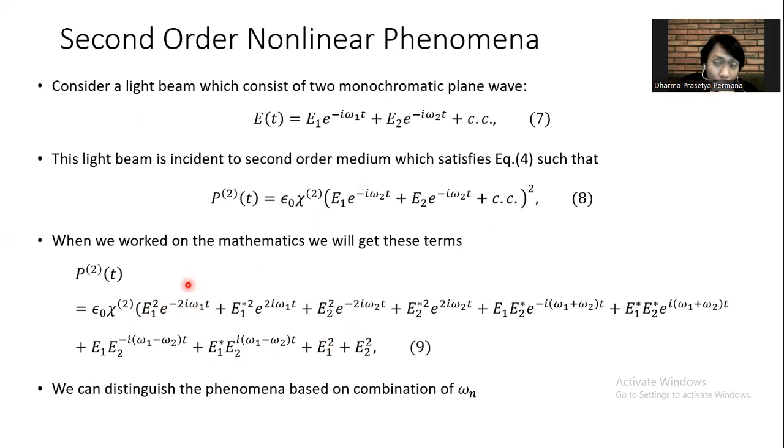There are very many combinations of terms between them because I have four of them: E1, E2, and their complex conjugates. After I square this electric field, I get about 9 terms. And from these 9 terms, I can distinguish what kind of nonlinear phenomena happen inside this material based on the combination of ω in the complex phase here.